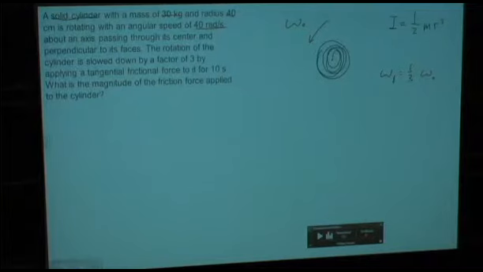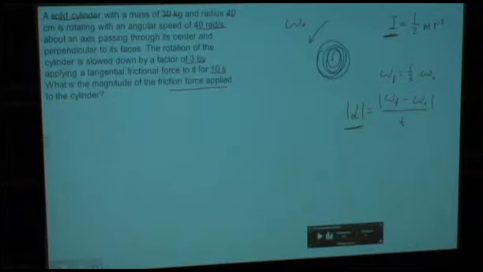So the magnitude of angular acceleration will be equal to, well, final angular velocity minus initial, divided by time. And we know all these numbers. We know all of them. So we know this, that's the moment of inertia. And we know that, that's angular acceleration. And that's what we're looking for: the magnitude of that force which slows it down.